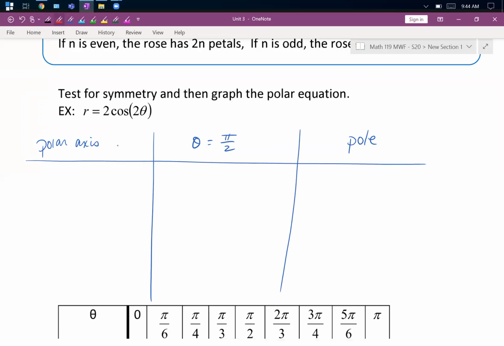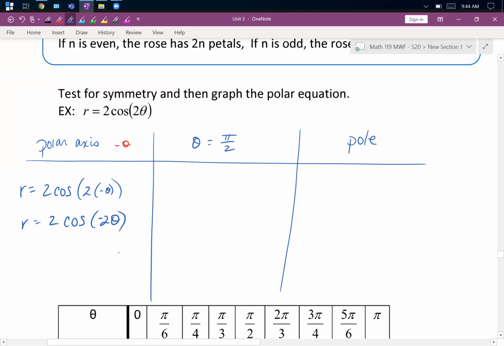So for the polar axis, we're replacing theta with negative theta. r equals 2 cosine of 2 times negative theta. So that's 2 cosine of negative 2 theta. Our negative angle identity tells us that cosine of negative is just the same as cosine. So this turns into r equals 2 cosine 2 theta, which is our original. So this is a yes for sure on symmetry.